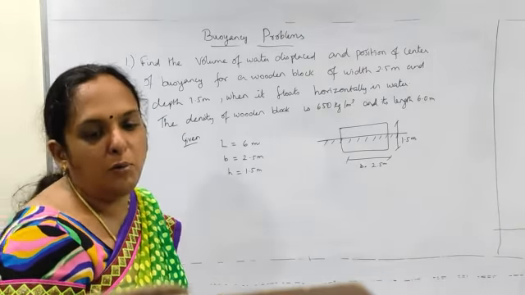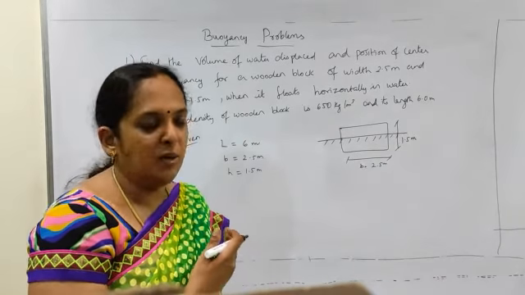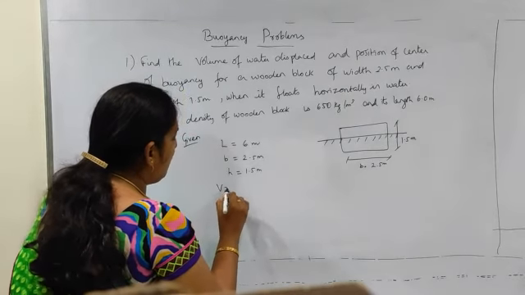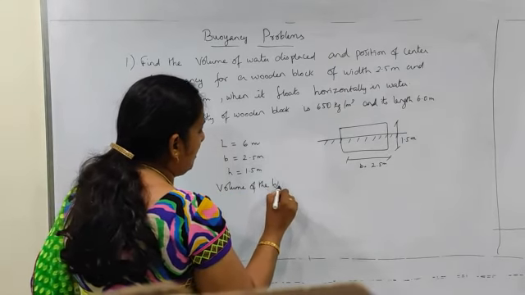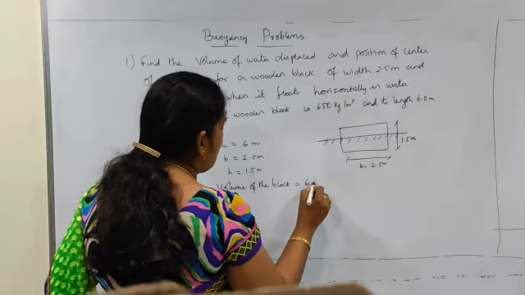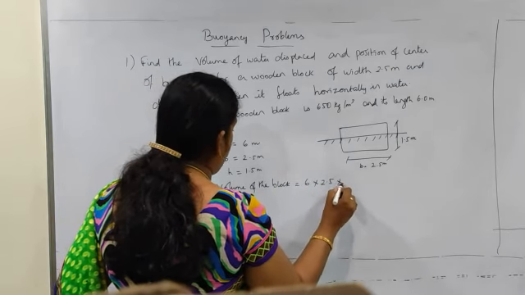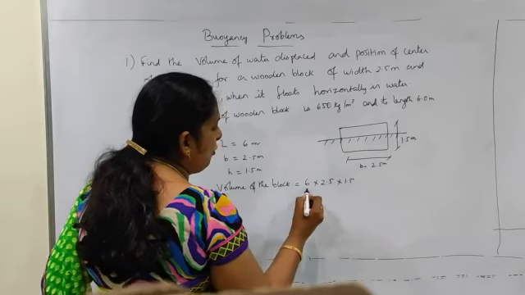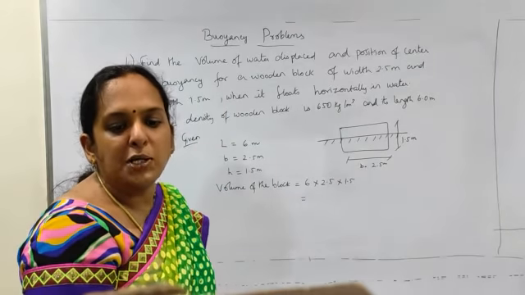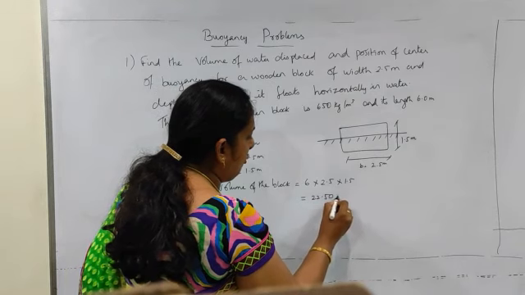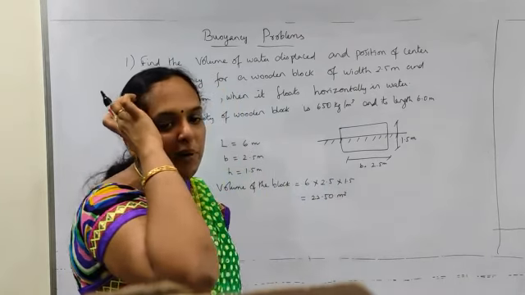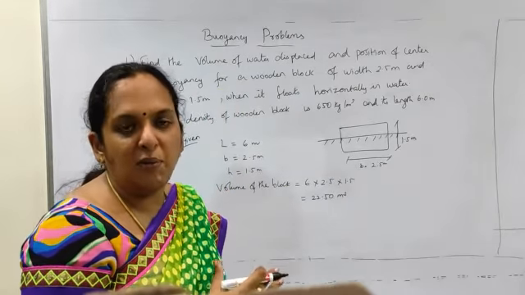Now I have to write out the volume of the block. It's very easy. Volume of the block is length times breadth times height. Length is 6 meters, all are in the same unit, breadth is 2.5 and height is 1.5 meters. The value I get is 22.50 meter cube. So I know the volume of the wooden block.